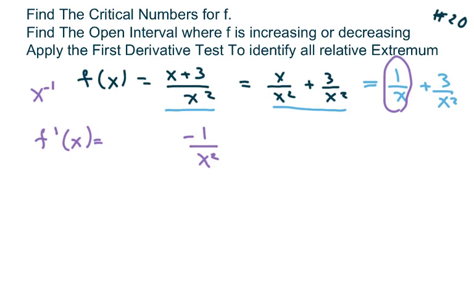And then this piece here is kind of the same thing. This is going to be 3 times x to the negative 2. So that's going to be, we have a plus here, so it's going to be negative 6x to the negative 3. So what you're going to end up getting is negative 1 over x squared minus 6 over x cubed.